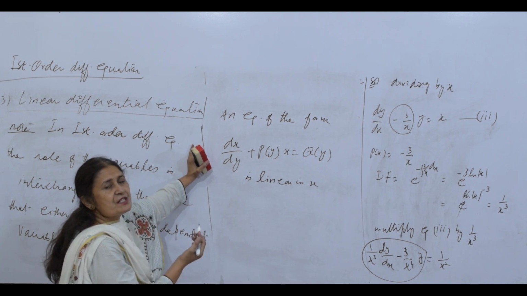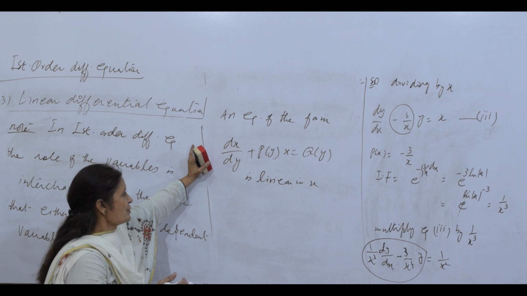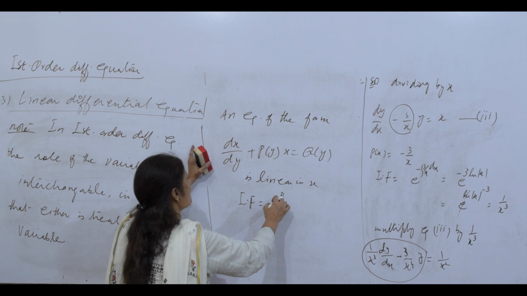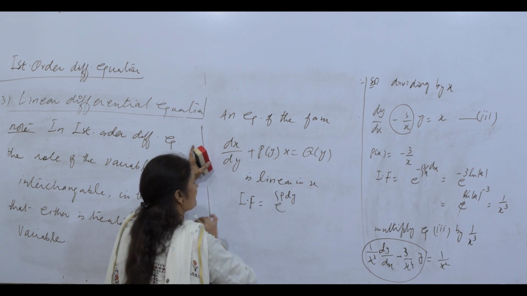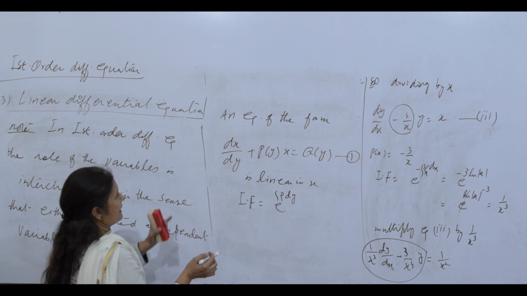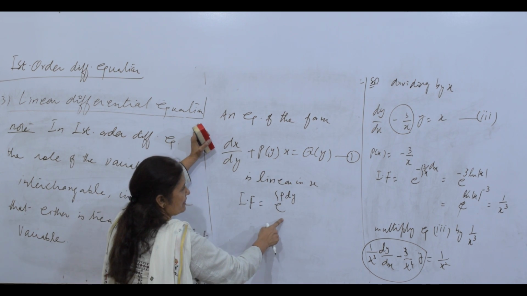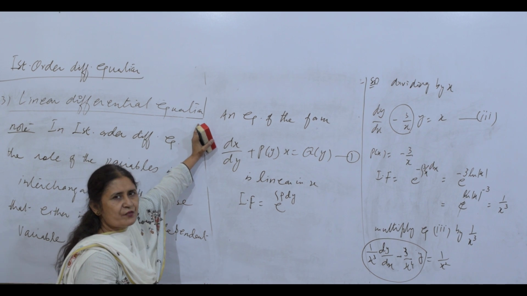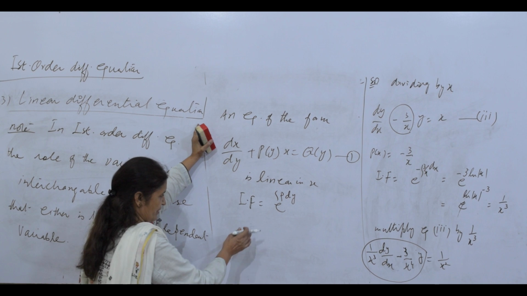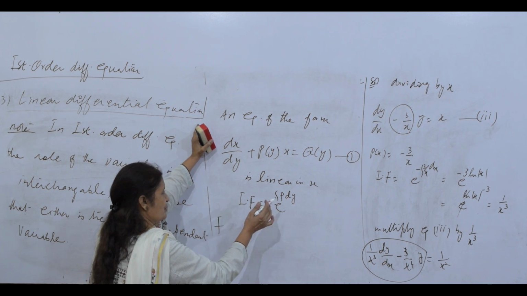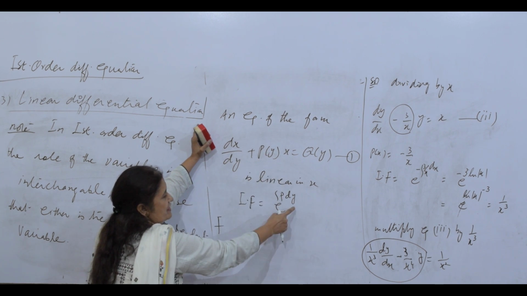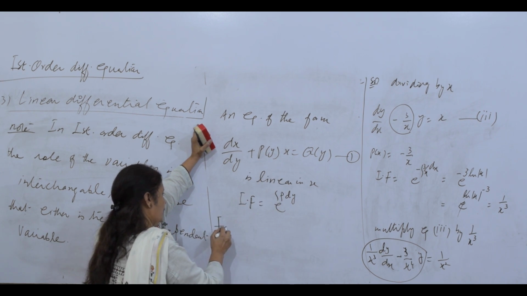Similarly, you are finding the integrating factor, e to the power integral p dy. This is the integrating factor. If you multiply this equation with the integrating factor, left hand side is the derivative of product, integrate, find the answer. Same procedure, but this is linear in x now. So the integrating factor will be e to the power integral p dy in terms of y.